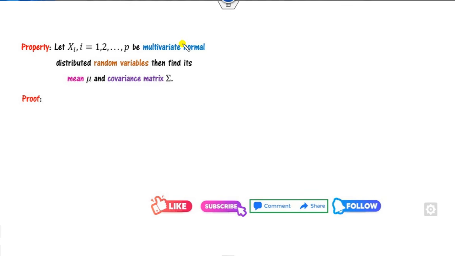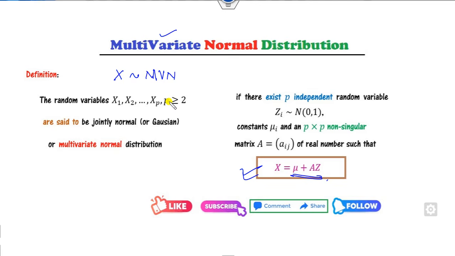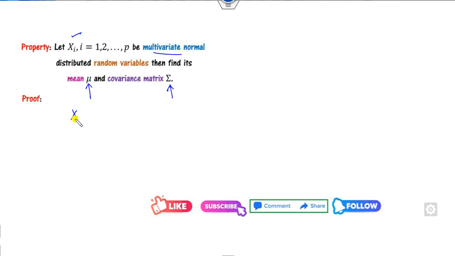Now, the first thing: if the Xi's are multivariate normal, then you have to find the mean and the covariance matrix. How can you find that? Look at this. By the definition of the multivariate normal, it is given that Xi, where i varies from 1 to p, is multivariate normal distribution.